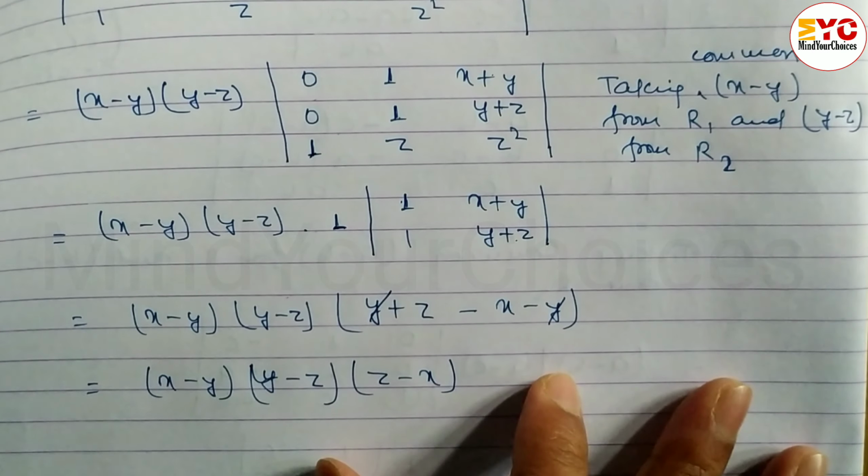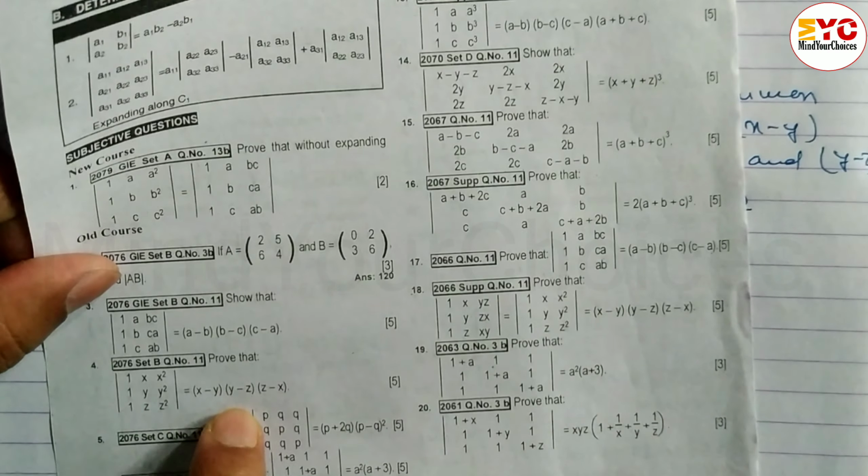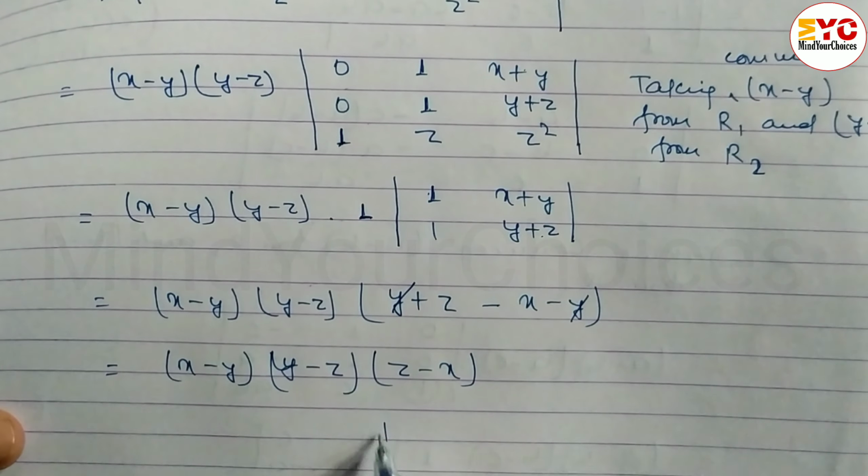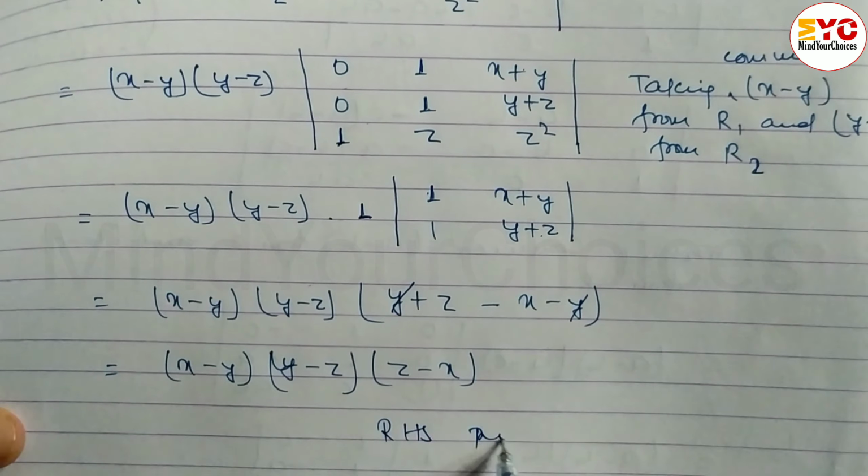What we have to prove here, you can see in question number 4, we have to prove x minus y, y minus z, and z minus x, which is here. Hope you understand this question. At last, write down RHS proof.